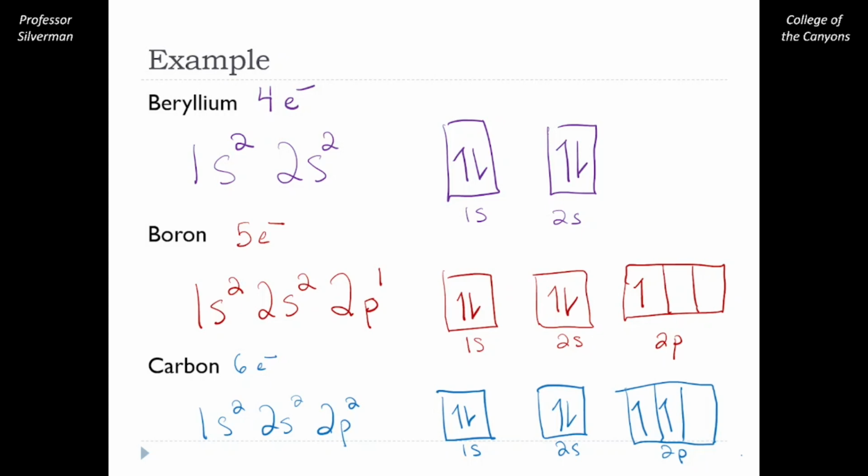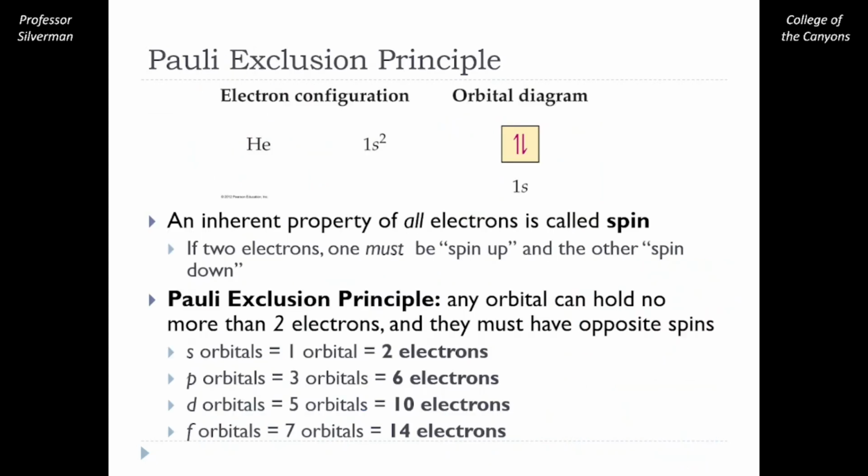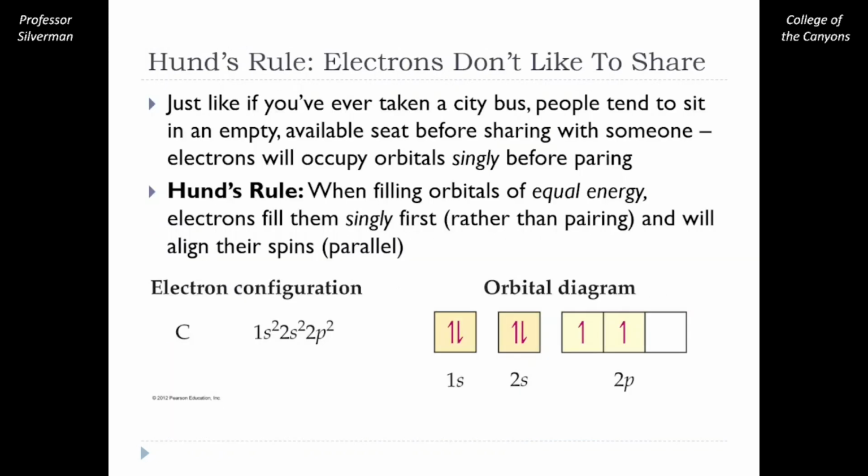Now that we've seen a few examples, let's revisit our rules. The Pauli exclusion principle says we can only have a maximum of 2 electrons per orbital, one of them spinning up, one of them spinning down. But since our orbitals come in sets of 1 or 3 or 5 or 7, we can have a total number of electrons in our sets of 2 or 6 or 10 or 14. Our Hund's rule that we just saw for carbon says that we want to spread our electrons out if we get to a set of orbitals.